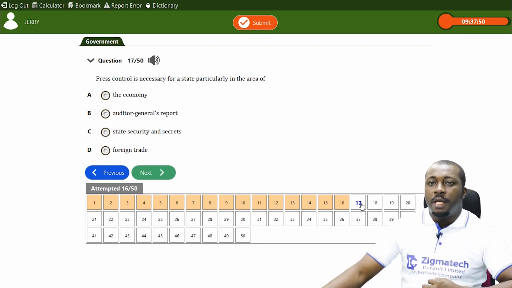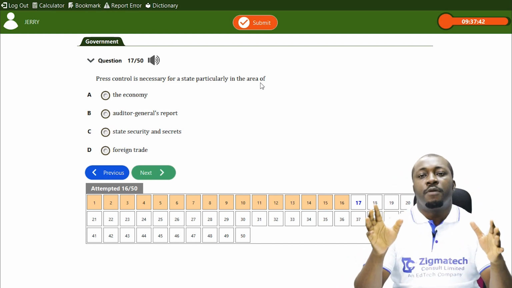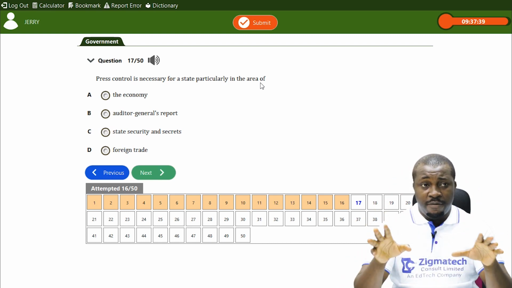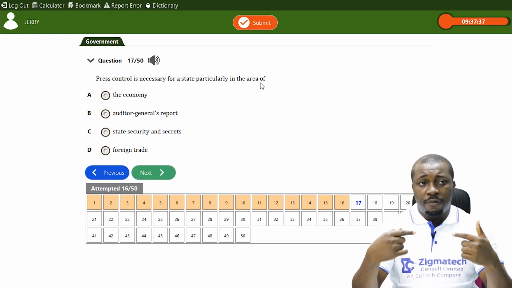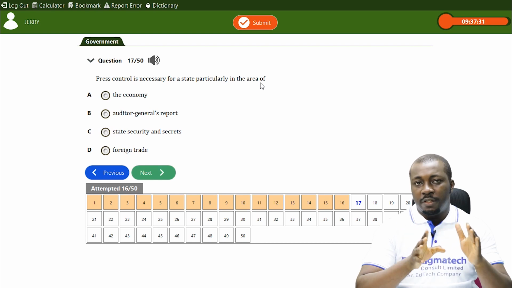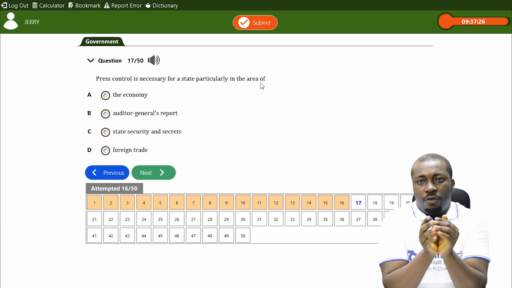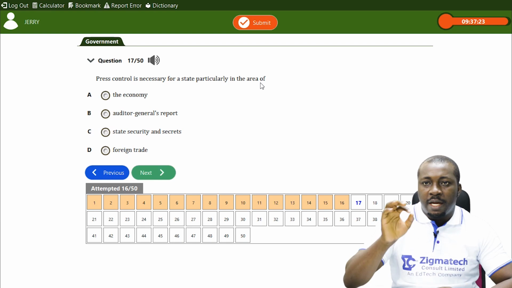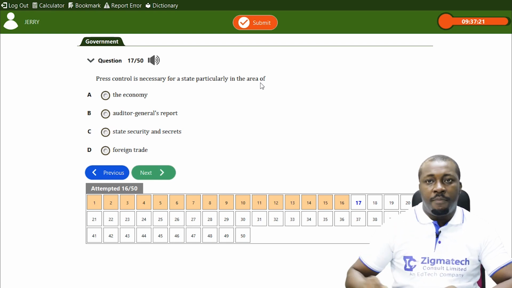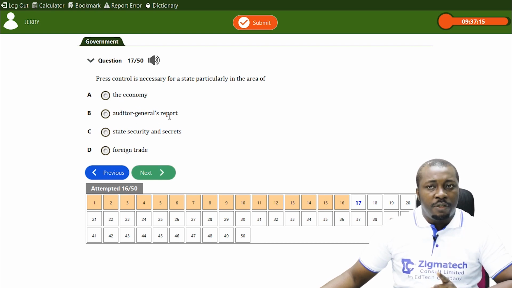Press control is necessary for a state, particularly in the era of, you need to remember, in a democracy we need freedom of press. Very important because it promotes freedom of expression. Now, there are cases, this question tests whether you are aware that there are cases where press can be controlled, and under what circumstance can the government put a control on the press. Number one is it A, the economy? Is it B, Auditor General's report? Is it C, state security and secrets?